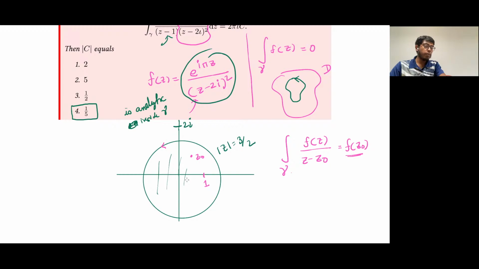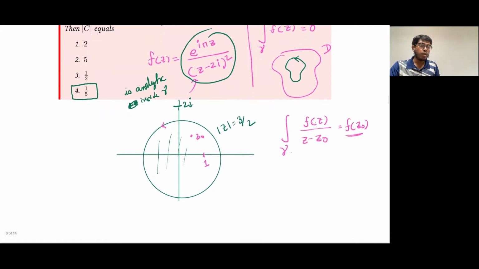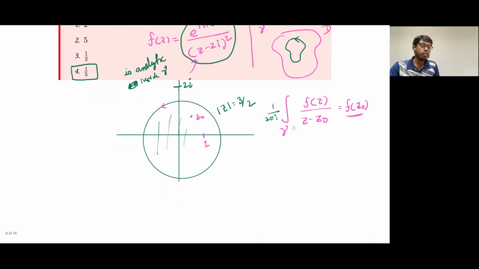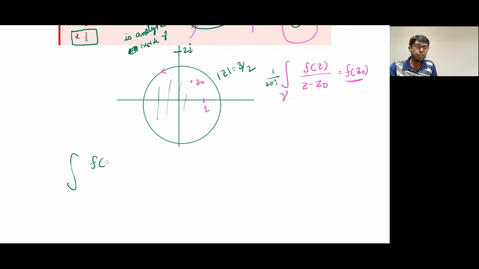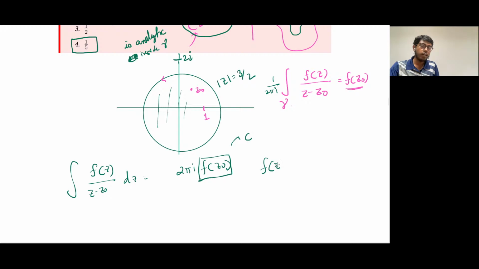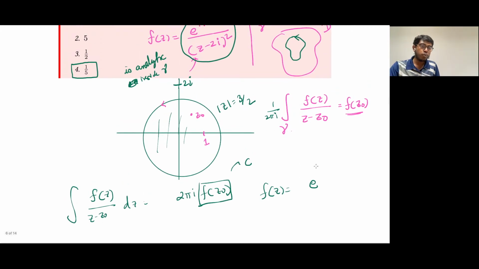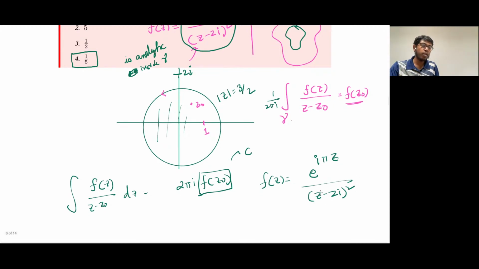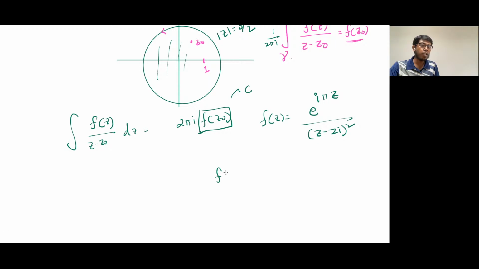So we can apply this theorem, and hence the integral of f(z)/(z − z₀) dz is 2πi f(z₀). So we need to find the absolute value of f(z₀); that is basically my C. So f(z) = e^(iπz)/(z − 2i)², and we need to find the absolute value of f(1).